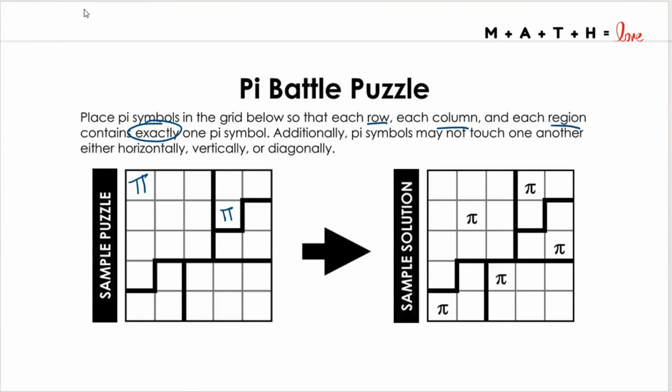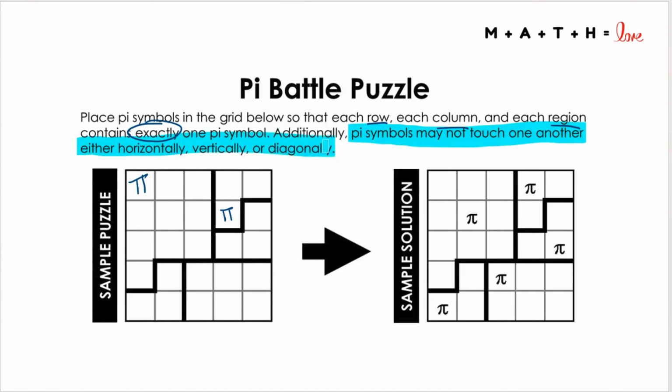The why comes from looking at this second line of the instructions. The pie symbols may not touch one another, either horizontally, vertically, or diagonally. So let's look at what that means. If I have a pie symbol here in this square, I can't have any other pie symbols touching it. So I can't have things touching it horizontally. So those two squares are out. I can't have pie symbols touching it vertically. Those two squares are out. And I can't have anything touching it diagonally. So these four squares are out.